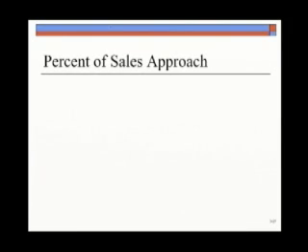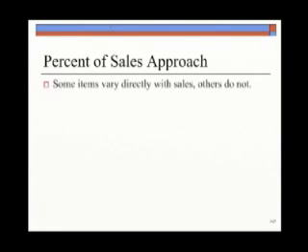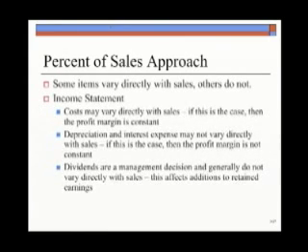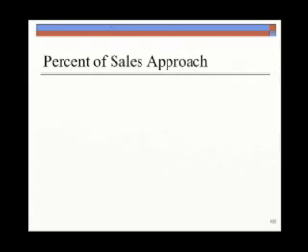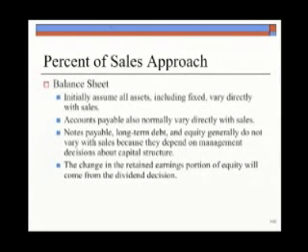Talk a little bit about the percent of sales approach. This is a very simplified approach to forecasting external funding needs. Some items will vary with sales and others don't, first of all. In the income statement, if costs vary directly with sales, then the profit margin will be consistent over time. If not, then the profit margin will change.